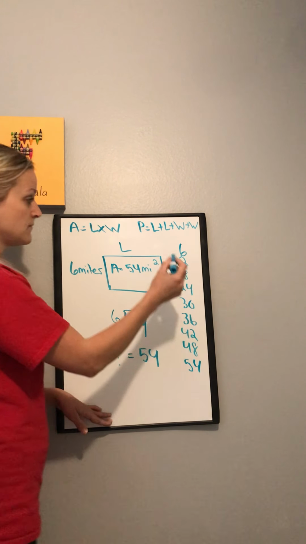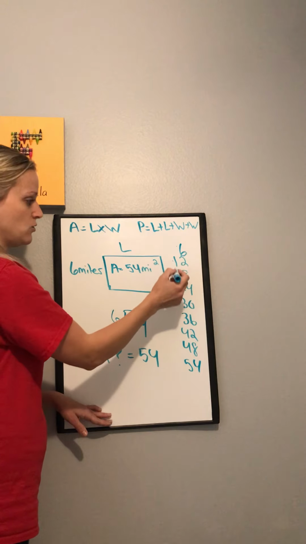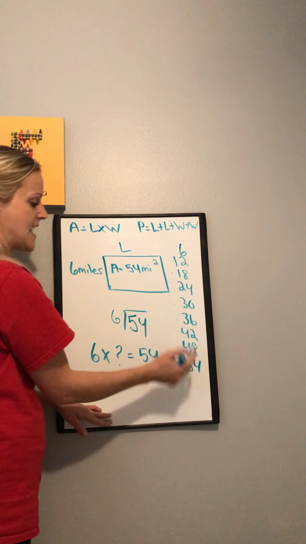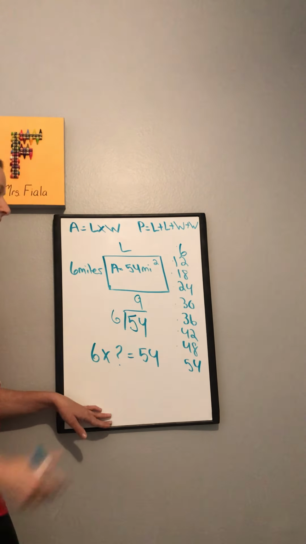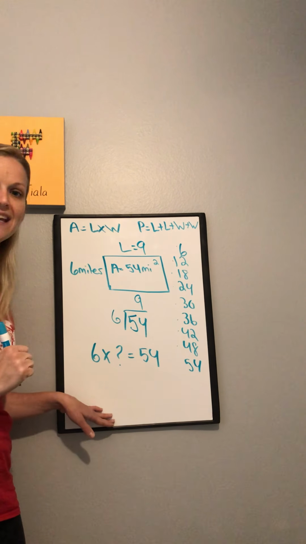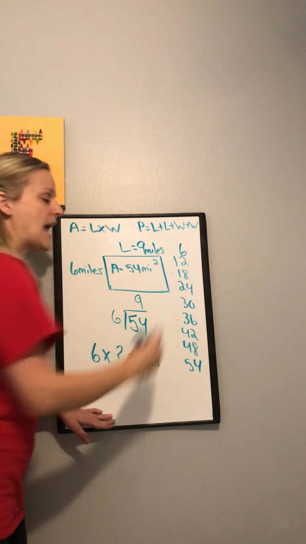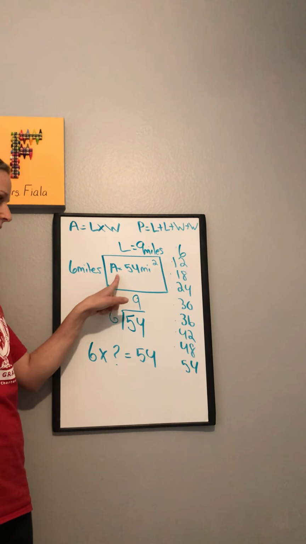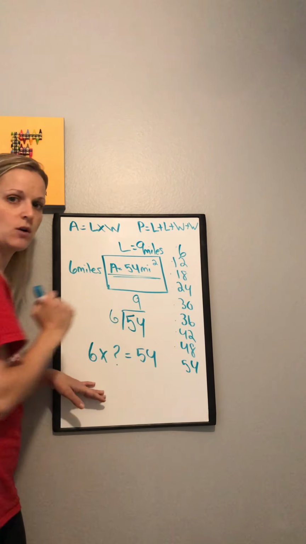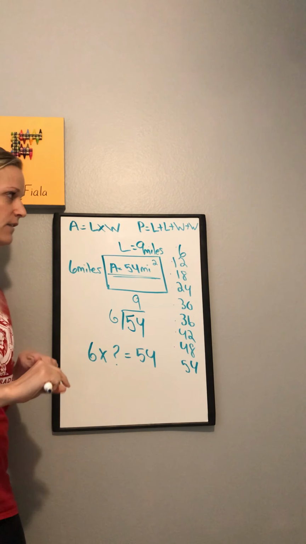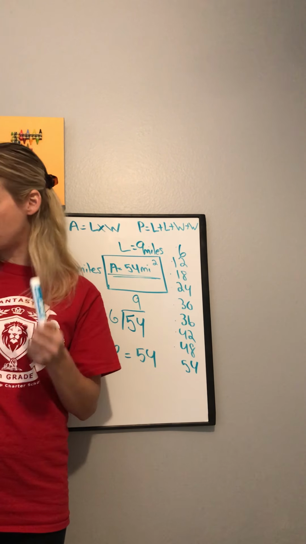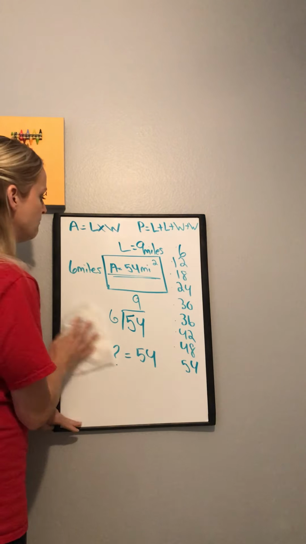And it is 9 times. 1, 2, 3, 4, 5, 6, 7, 8, 9. My missing side is 9. It's not just 9. It's 9 what? 9 miles. And you don't square the length or the width. The area is the only thing that's squared. Okay? All right, if you have any other questions on that, please send me a message and we can set up a Zoom meeting, okay?